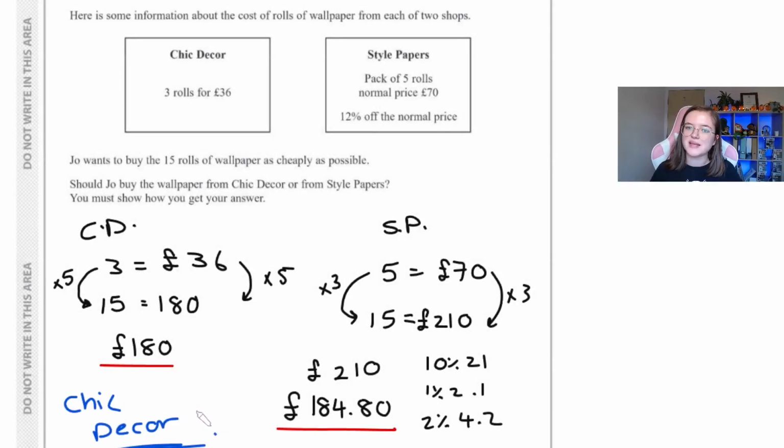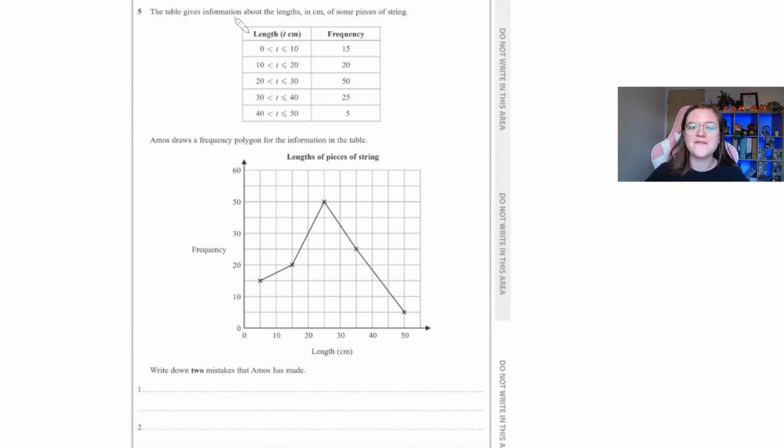And there we are, and that is that. Question 5. The table gives information about the lengths in centimetres of some pieces of string. Amos draws a frequency polygon for the information in the table. Write down 2 mistakes that Amos has made.